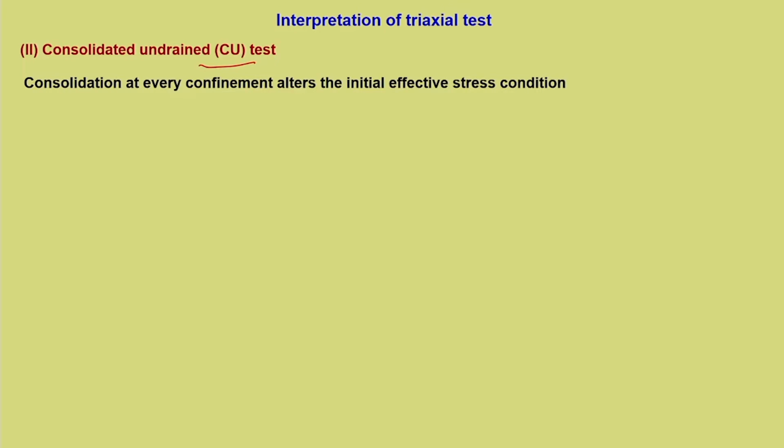Now, in this, as different from the UU test, we have to understand that the consolidation at every confinement alters the initial effective stress condition. What does this mean? We need to understand, because while learning this we might not have paid much attention to what is the implication of consolidation. Now, what happens during consolidation?